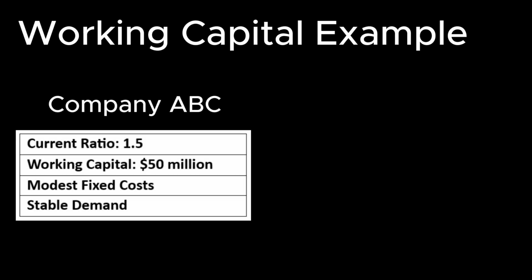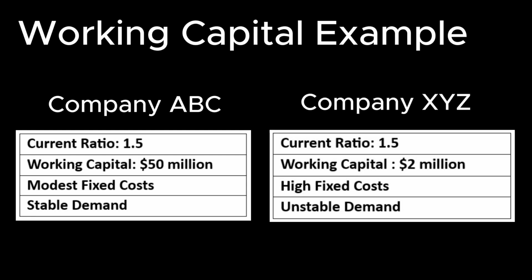Here's a quick example to show us why looking at working capital is important. Suppose there are two companies, both with the exact same current ratio, but both also with very different risk profiles. One might have $50 million of working capital, modest fixed costs, and stable demand. Another might have $2 million of working capital, high fixed costs, and volatile demand. Although the current ratio is the same, let's say 1.5, the margin for error from an operation standpoint is completely different between both these businesses.